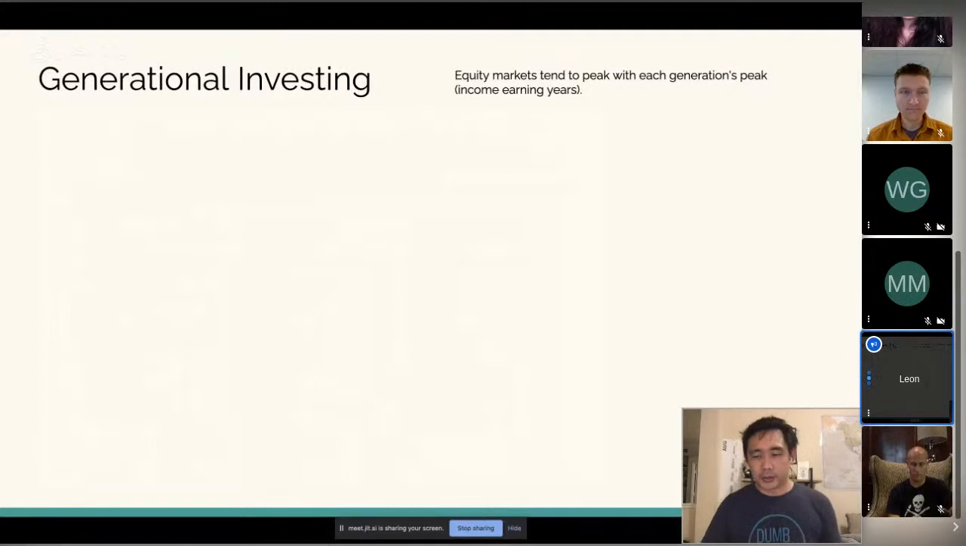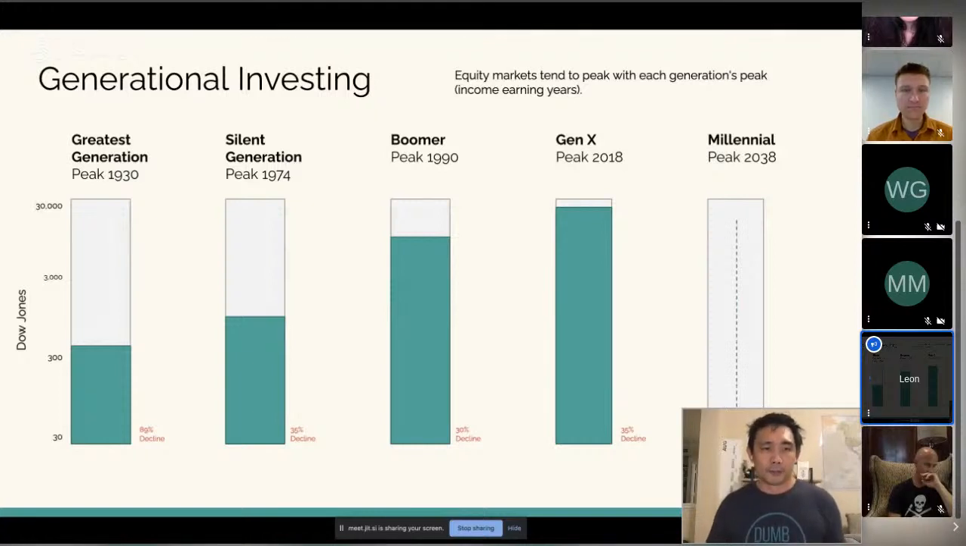And a very interesting part during his talk: equity markets tend to peak with each generation's peak incoming earning years. So that's late 30s to early 50s, late 50s. And here is just a graph showing the peak. So when the greatest generation reached their peak income earning years, we had a market top in equities and a decline. Silent generation next. Then a big boom with the boomers in the 90s with consumer stocks. And my generation wasn't as big a population, so we weren't able to move the needle as drastically. However, millennials represent the largest generation of all.